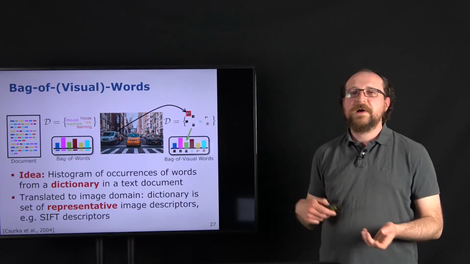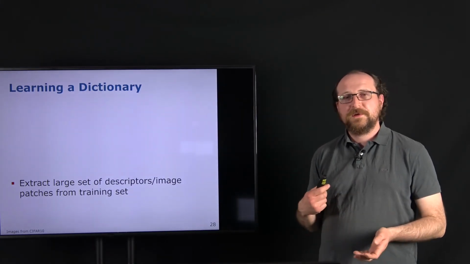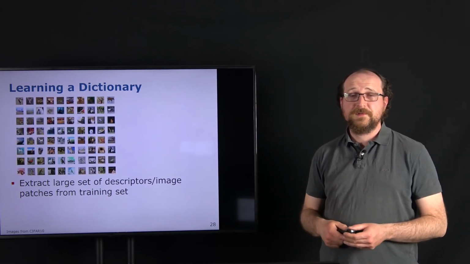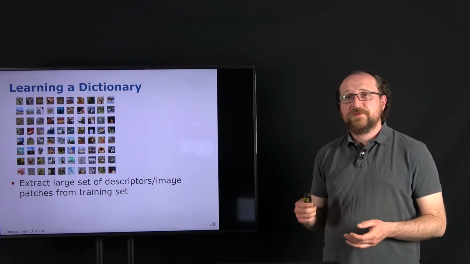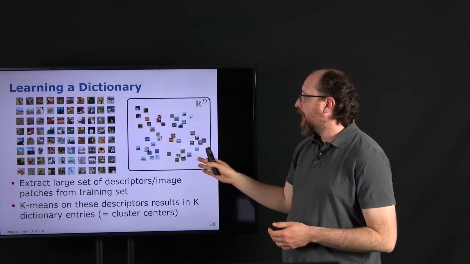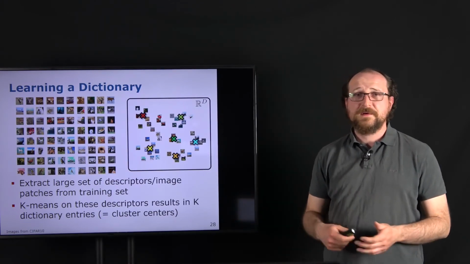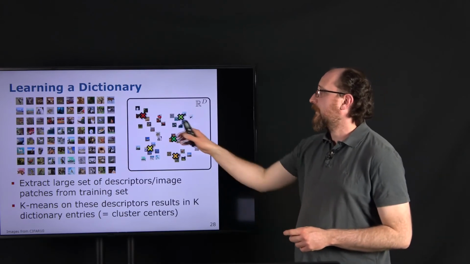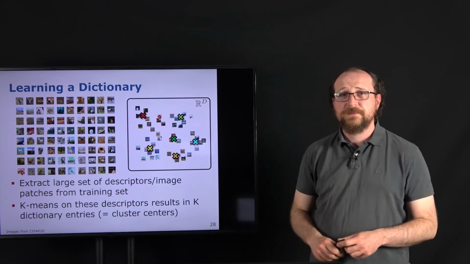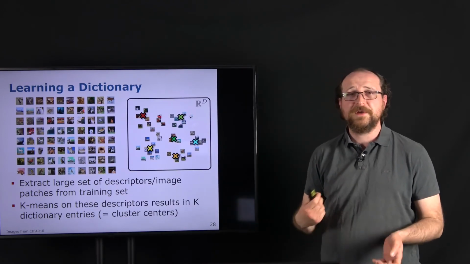The main importance is how to actually learn this dictionary. For learning this dictionary, we extract a large set of descriptors, or even image patches, from a large training set. Then we use the method that we had in unsupervised learning. We represent this whole space by vectors, and then use k-means or some other clustering method on top of this to extract the cluster centers. Each of these cluster centers, or maybe nearby descriptors, depending on the implementation, is then one entry of the dictionary that we have in the end.